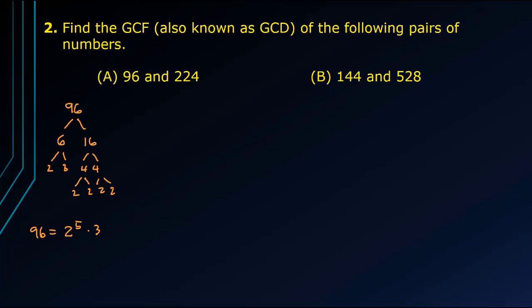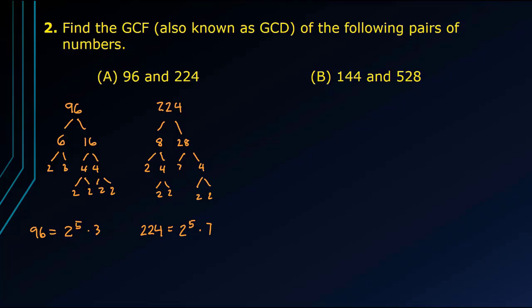For 96, I'm showing the entire tree. I'm not going to go through it step by step. But as you can see here, it comes down to being 5 2's being multiplied together times 3. For 224, there's the prime factorization, there's the factor tree. It comes out to 2 to the 5th power times 7.